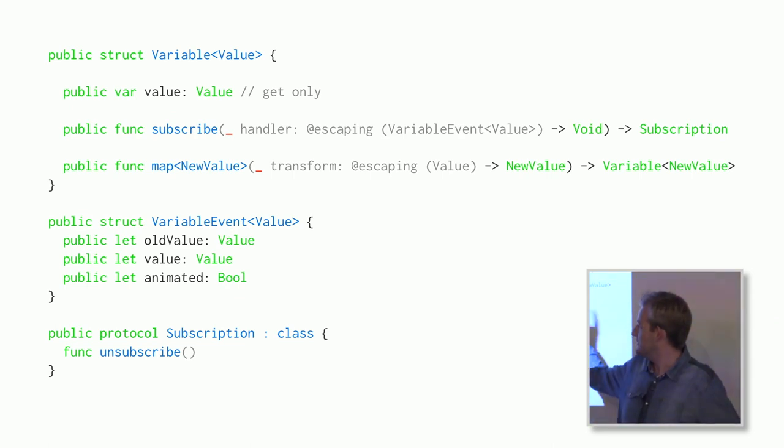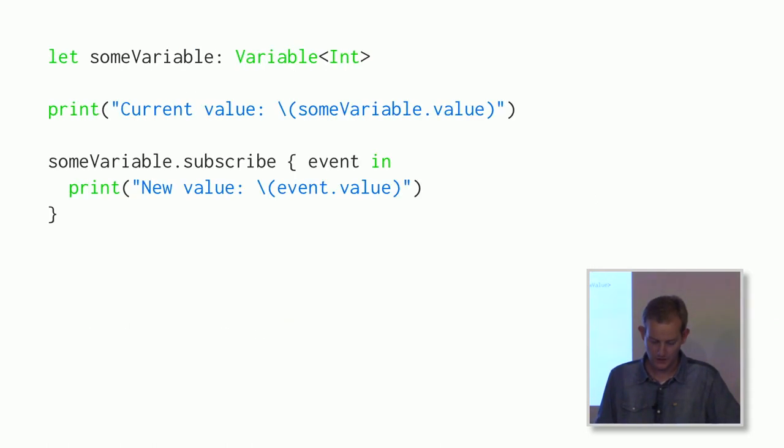And when you subscribe, you get back a subscription, which you can store somewhere and unsubscribe if you're no longer interested in being called back when something changes. So this is the way you can use it. You have some variable, which is a variable int, and you can print its current value by simply using the dot value, or you can subscribe and print any future values. And it gets called back whenever something changes.